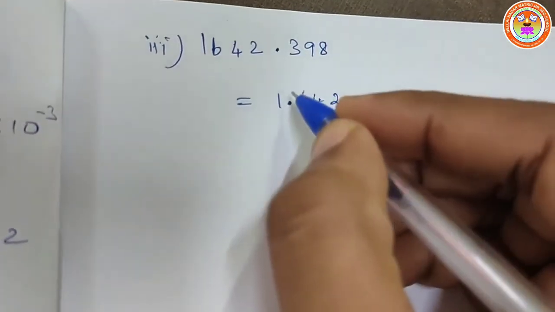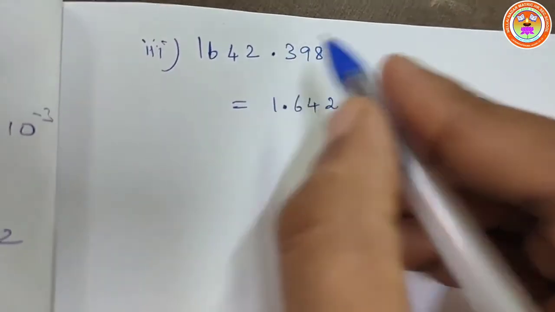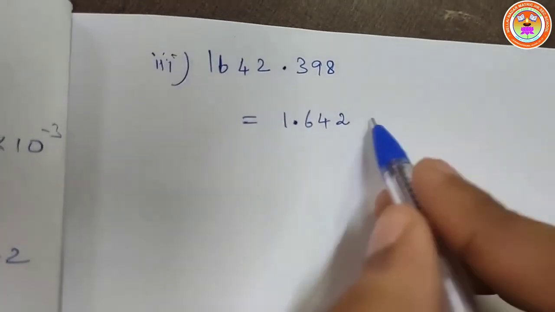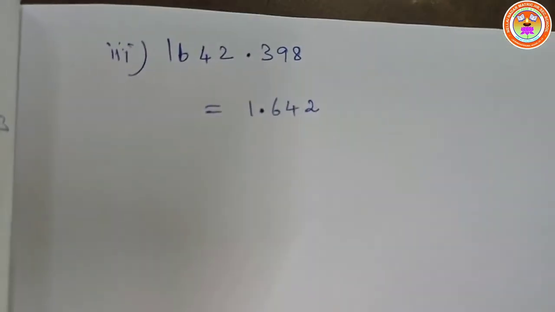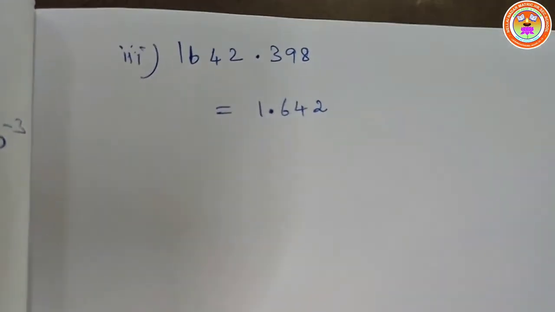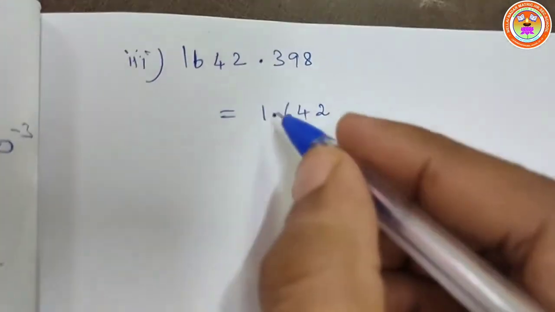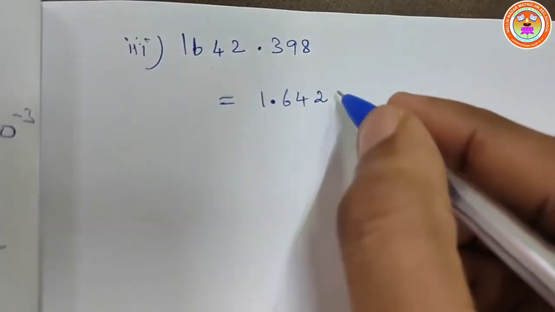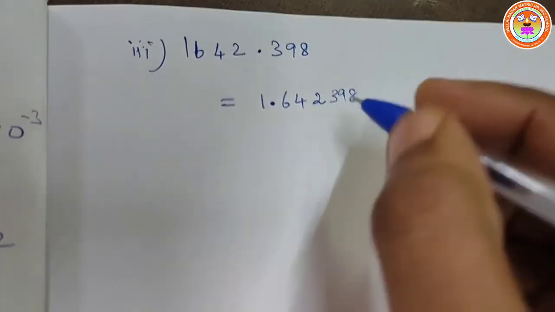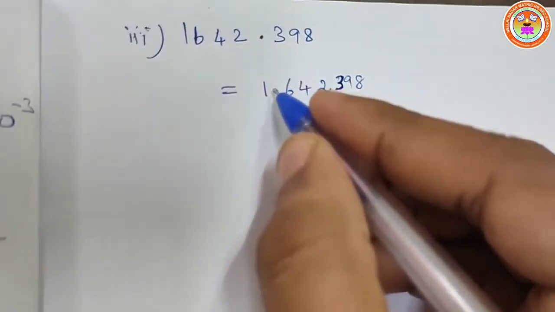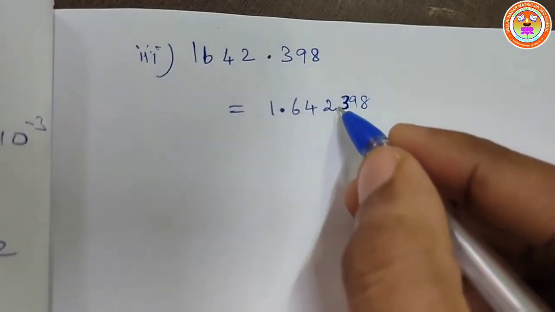Whenever we write that point here, in a number there should not be 2 decimal points. I am repeating it. In a number, this is a single number, there should not be 2 decimal points. We already put a decimal point here, so there is no need to put a decimal point here. Just continue with 3, 9 and 8. Are you able to understand?